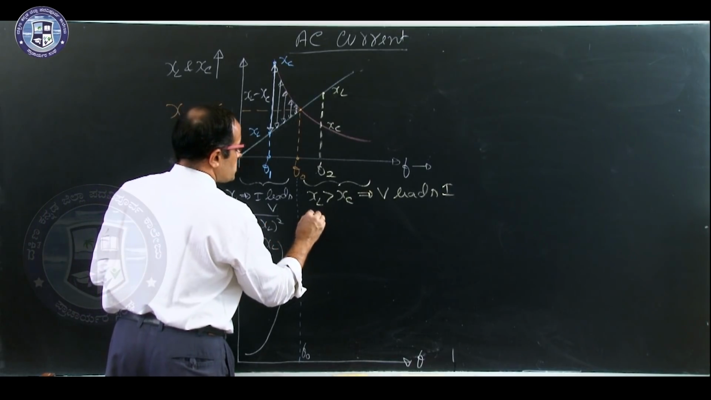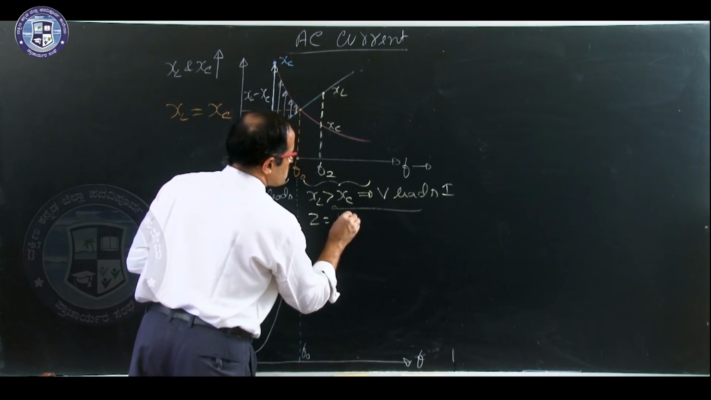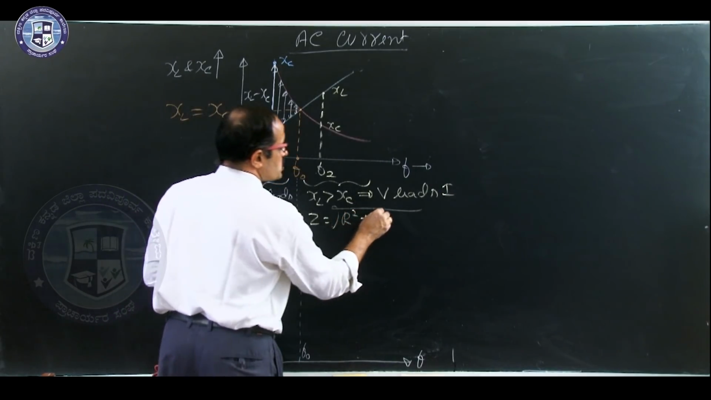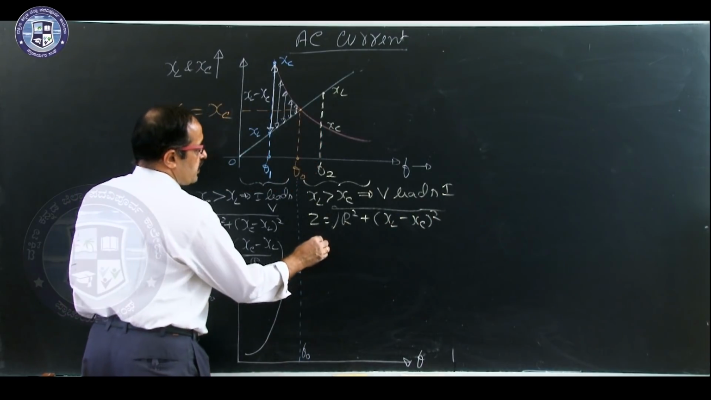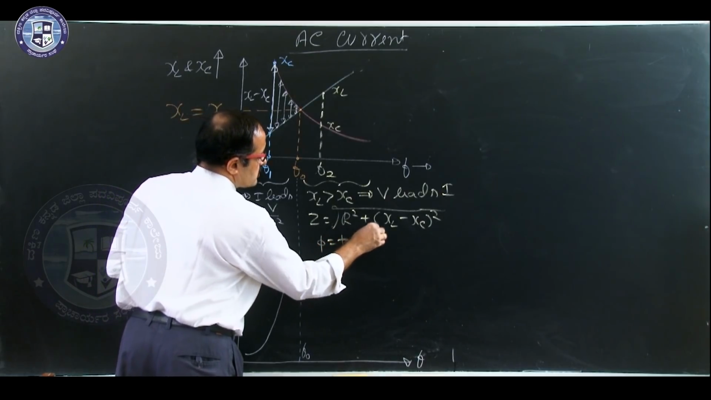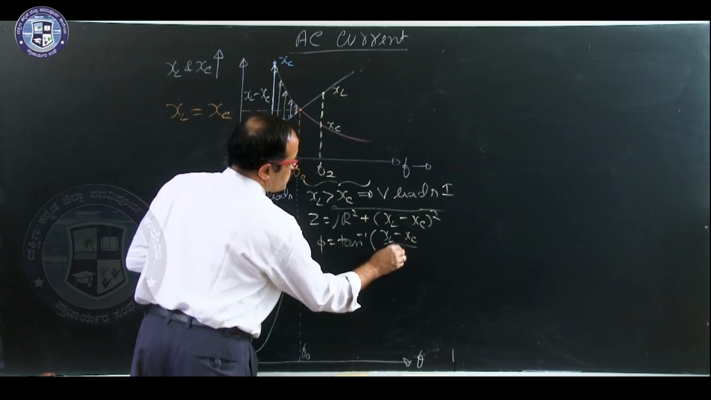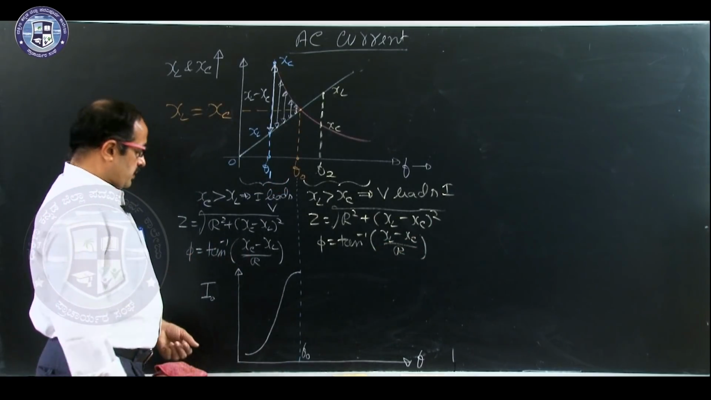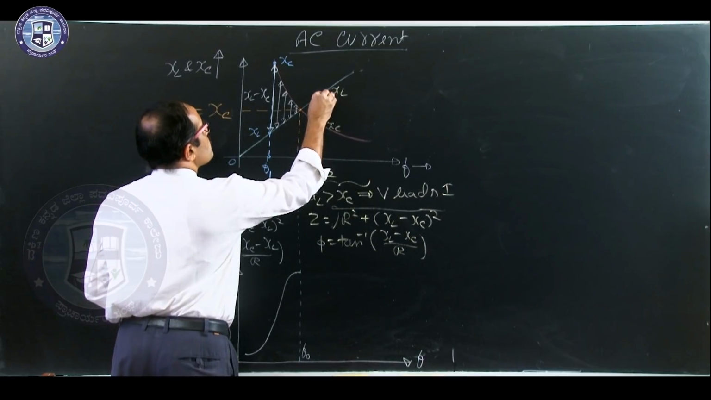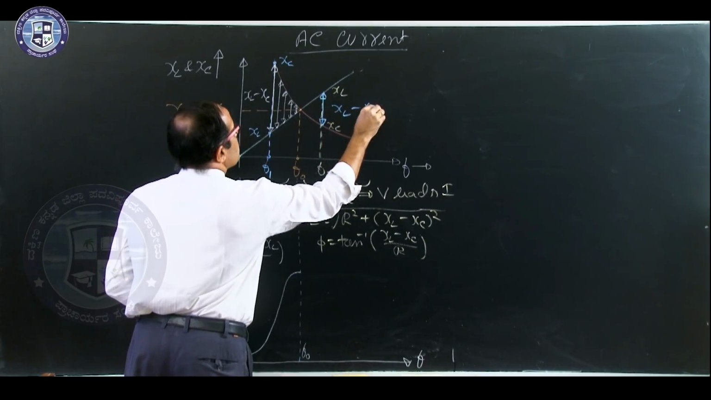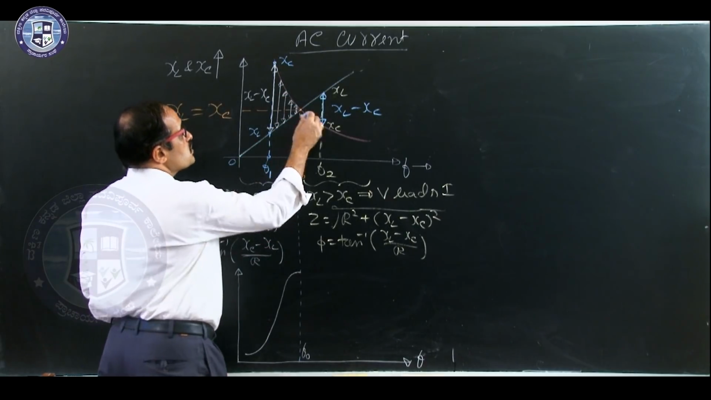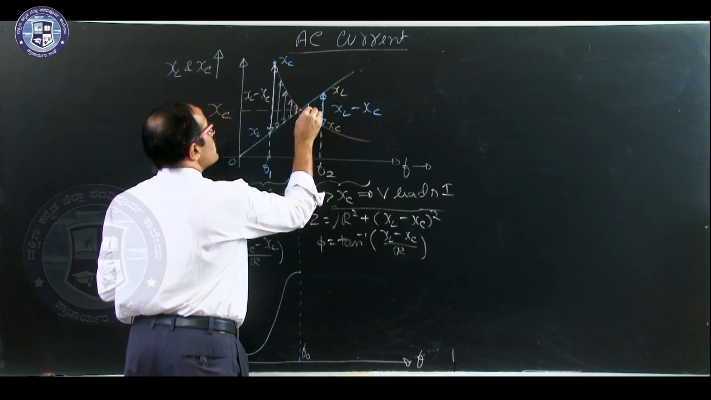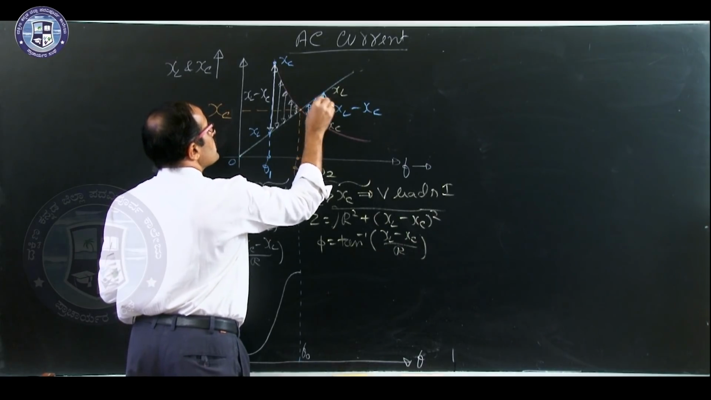Then what is the equation for Z? Z can be written like this: square root of R square plus XL minus XC whole square, and phase difference is given by the formula tan inverse of XL minus XC by R. And moreover, in this graph, this represents XL minus XC, this part, and as frequency increases, the difference also increases.